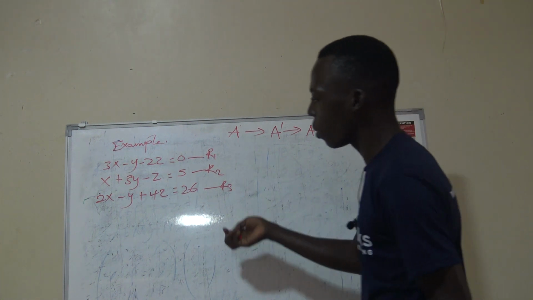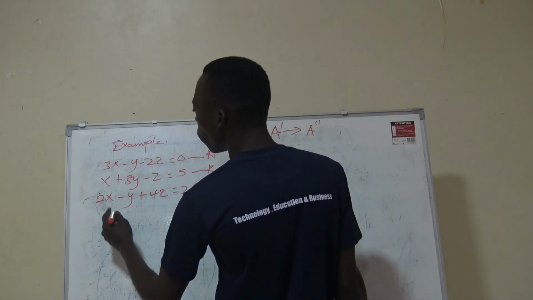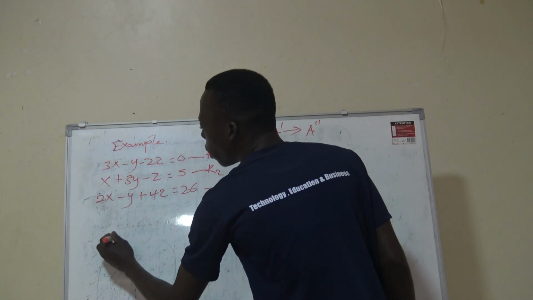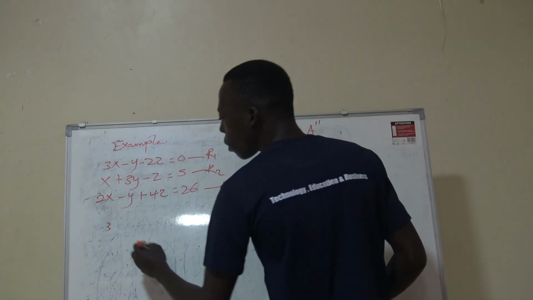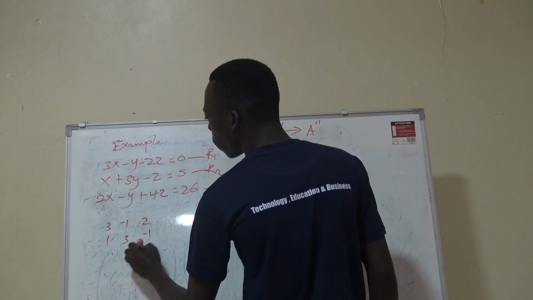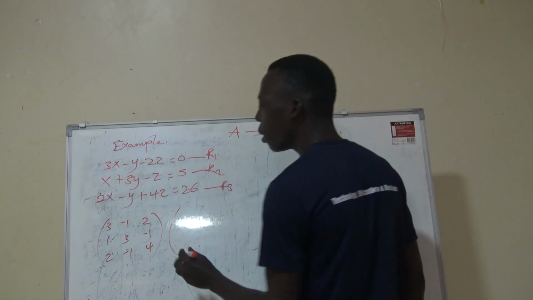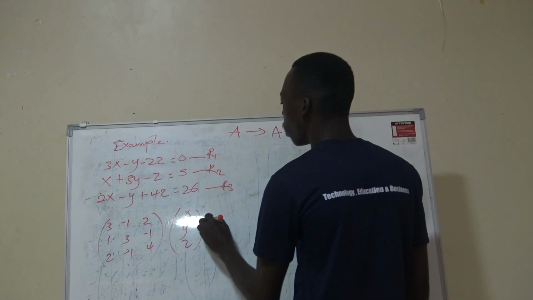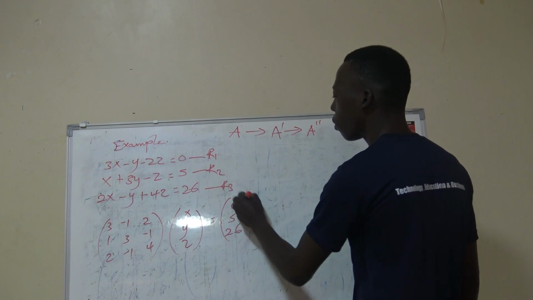We are beginning on the question. We said the first thing is to write it in a matrix form by just representing the constants. So here we begin, and you must write the constants with their signs. Don't leave out the signs. So this one is negative 1, 2, that is 1, 3, negative 1, that is 2, negative 1, 4. You multiply it with the variables, which are x, y, and z, and it must give us on this side the answers, which are 0, 5, 26.